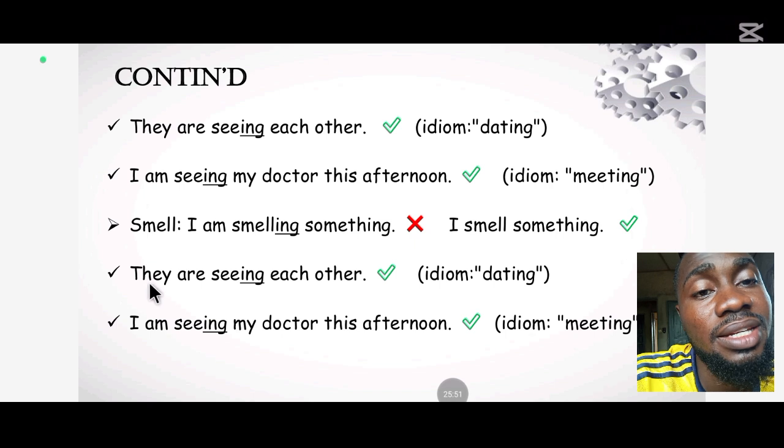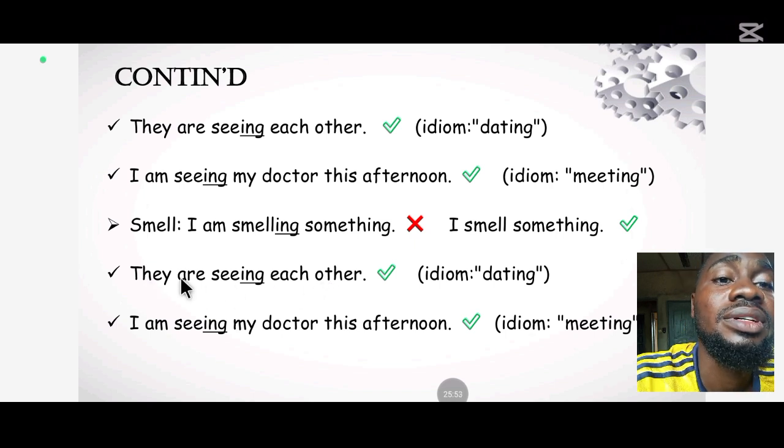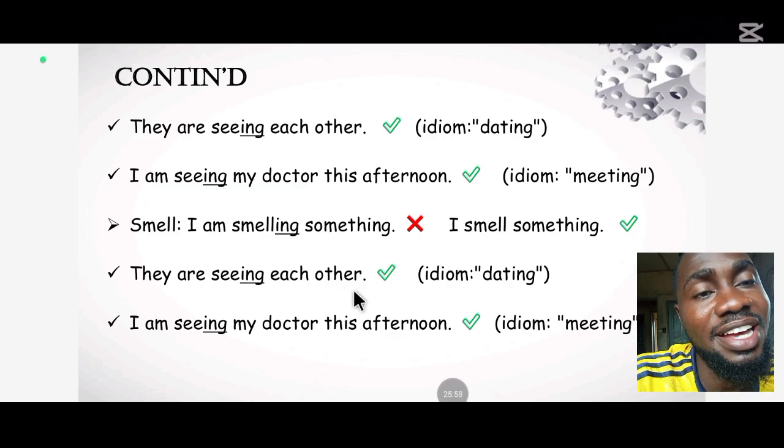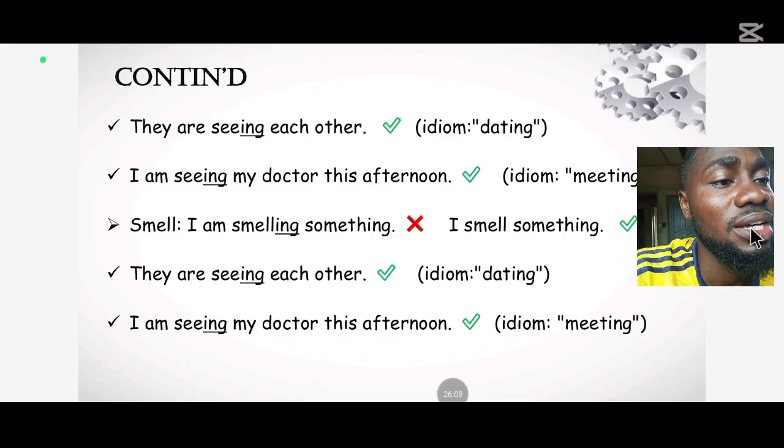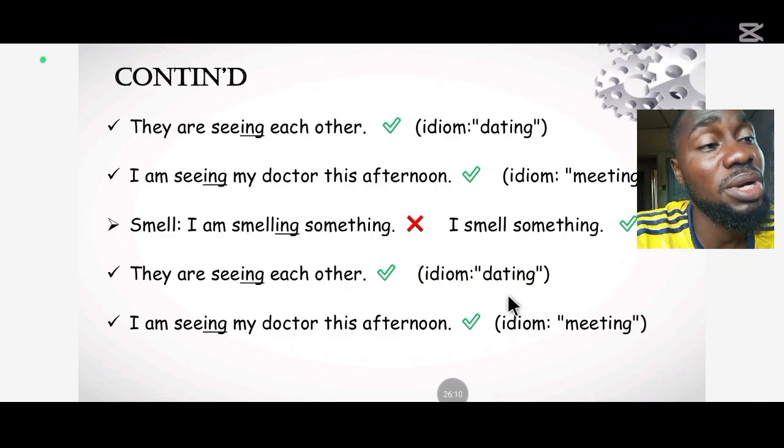The next: "They are seeing each other." This is also an idiomatic expression, as stated before. "I am seeing my doctor this afternoon." As stated before, this is correct. It's an idiomatic expression meaning meeting. Let's move over to the next.